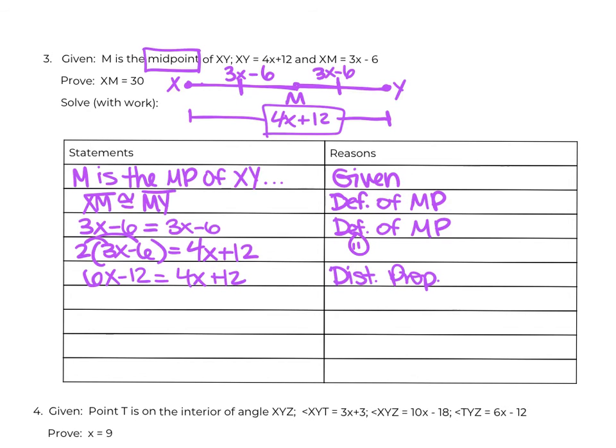Okay, what would we do next? How would we solve? Subtract 4x, giving us 2x, adding 12 to give us 24. So my reason, I would want to put both: add and subtract property of equalities.